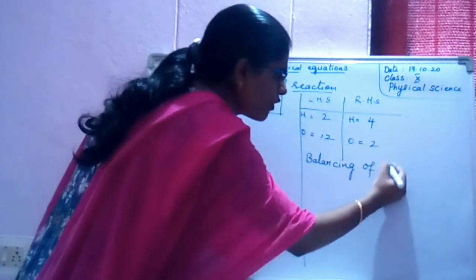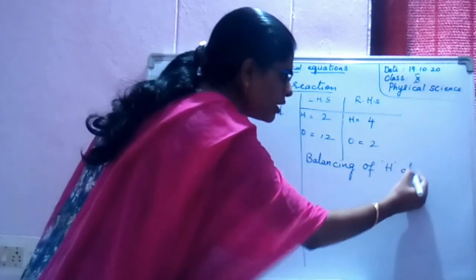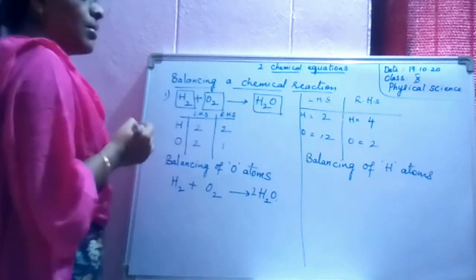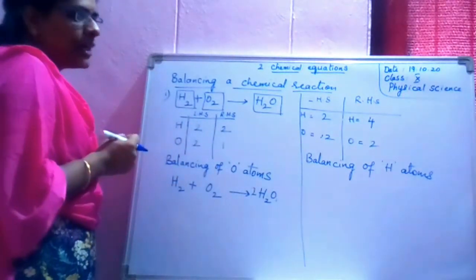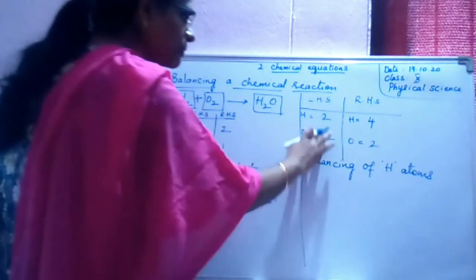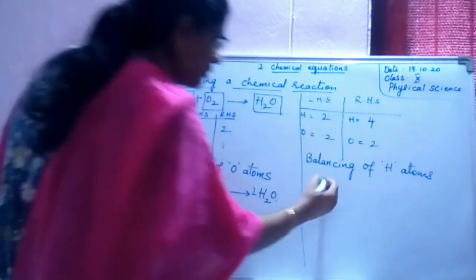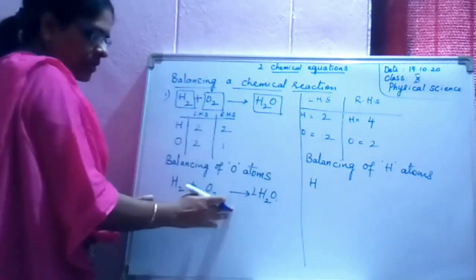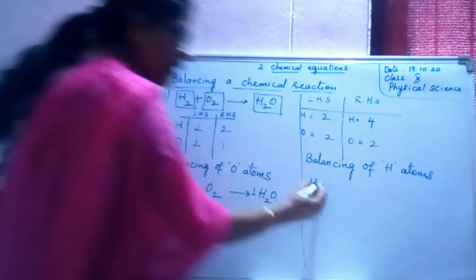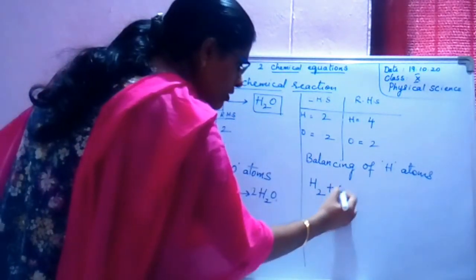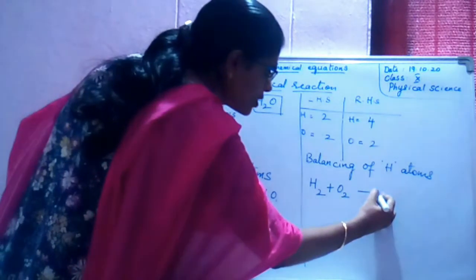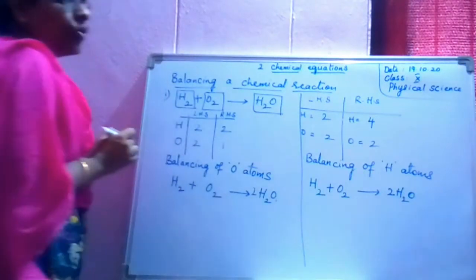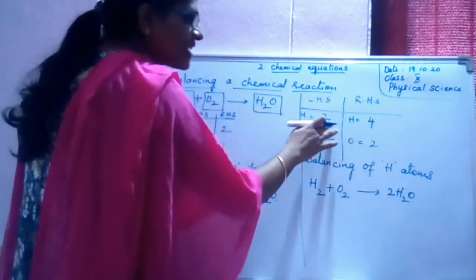Balancing of hydrogen atoms. Now look at here. Again write the equation, not the earlier one. Before this table, our equation was this. H2 plus O2 gives 2H2O. Now where are we getting less hydrogens?